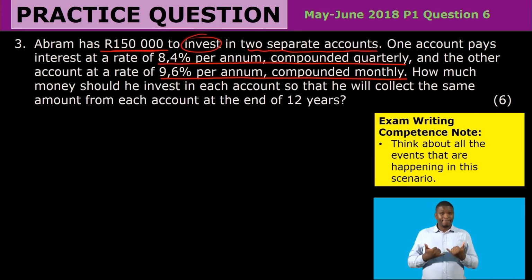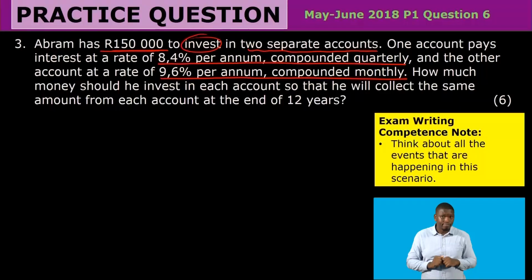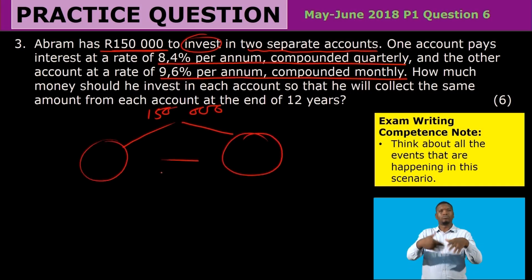Now, this is where it is very important for you to think about the scenario and what is happening here. And of course, to take into account each and every detail that has been given to us in the statement. So firstly, we know that there is 150,000 Rand, and this 150,000 Rand needs to be split into two accounts. And in the end, these two accounts need to produce equal amounts. So that's basically what is happening here.